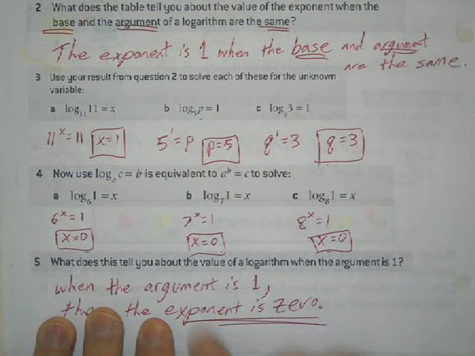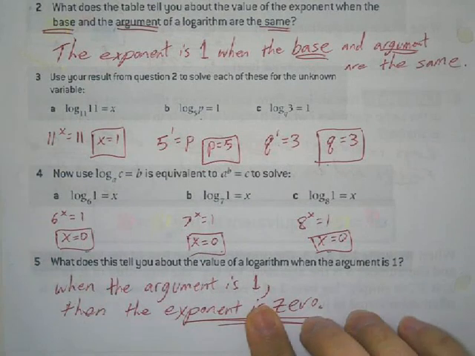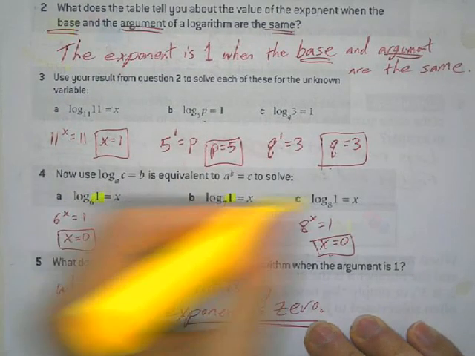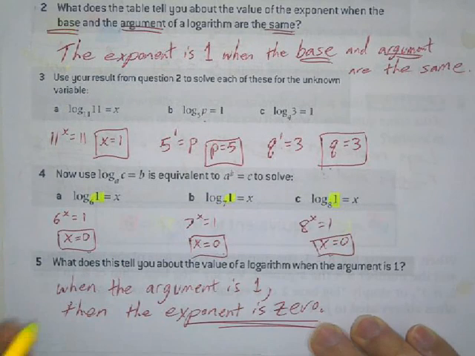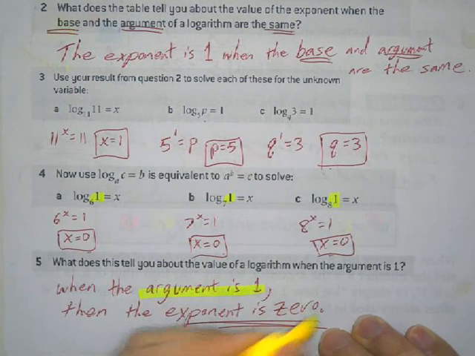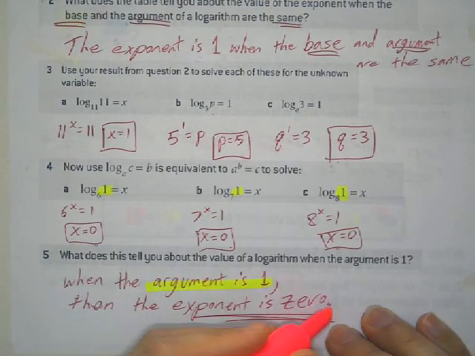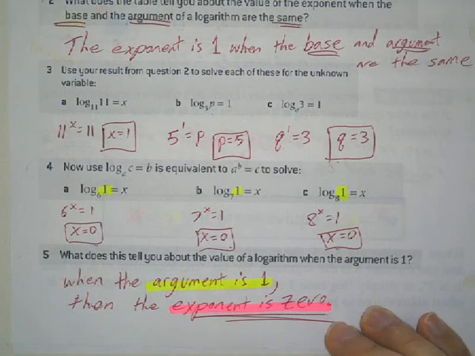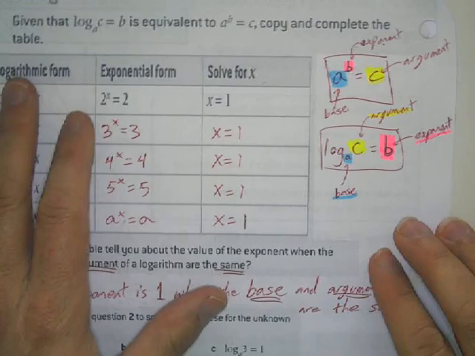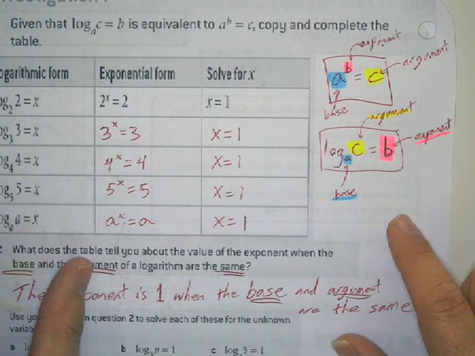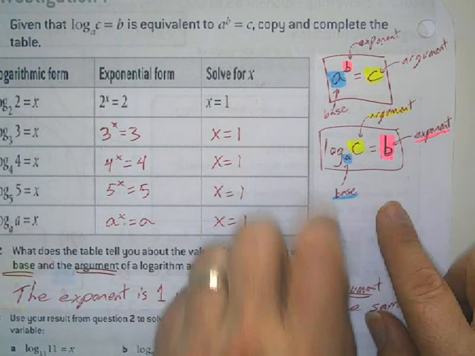Okay, so when the argument is 1, then the exponent has to be 0. So when the argument is 1, the exponent has to be 0. Okay, you want to hit pause and copy that down. And I wrote this over here. You may want to hit pause and write this down onto your paper as well. I think this is super, super important.